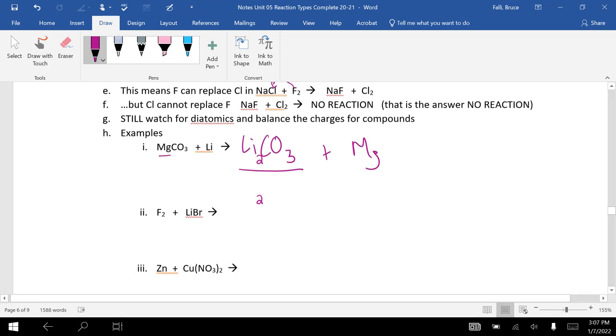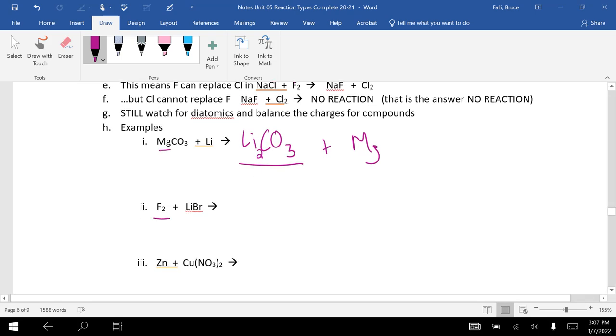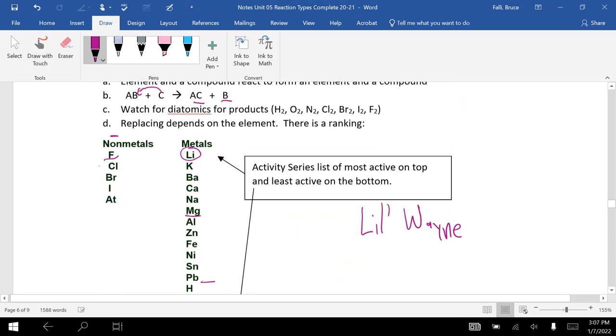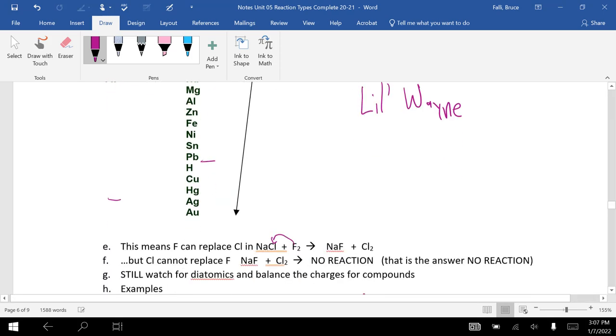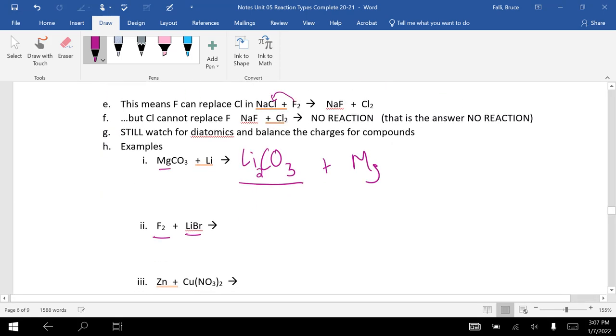All right, same deal here. I got the element F2 and LiBr. Got to look up at my activity series. Fluorine, bromine. Fluorine can replace bromine. It's higher up, so let's do it. So remember, the positive one goes first. So it's going to be LiF plus Br.